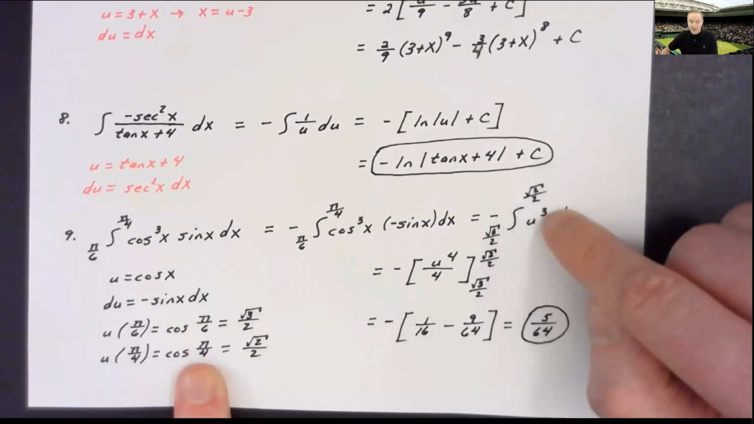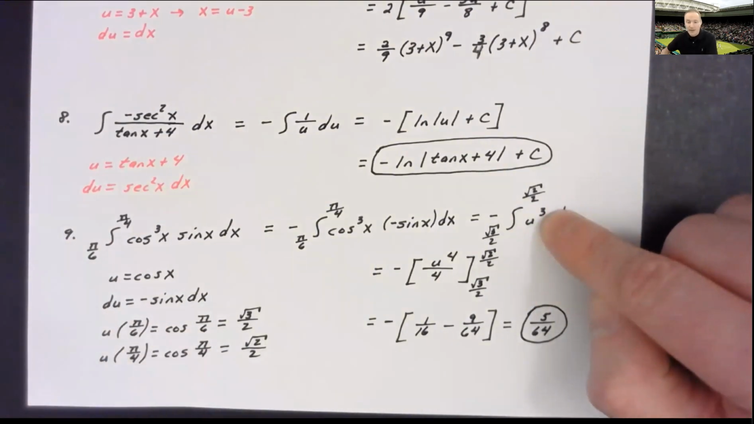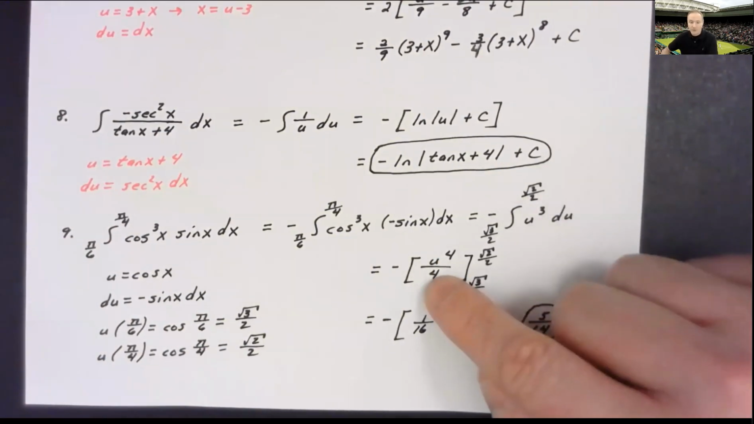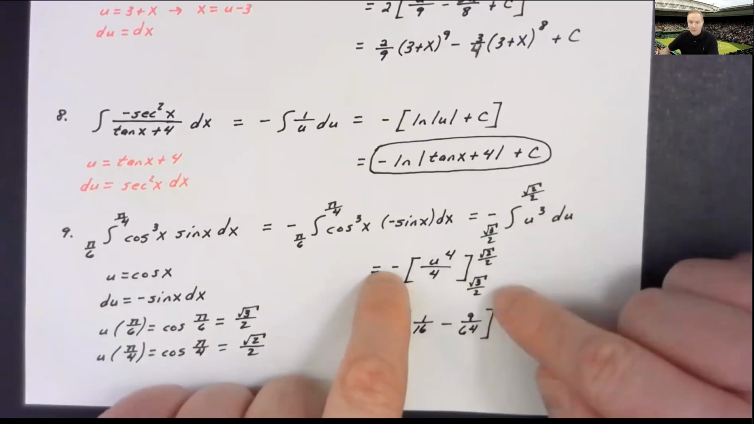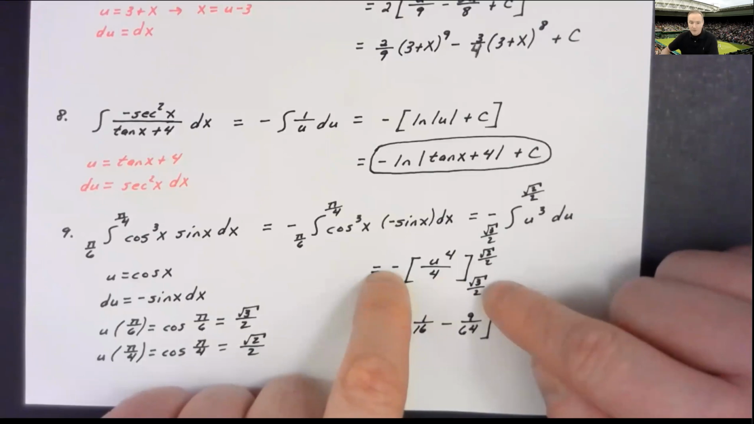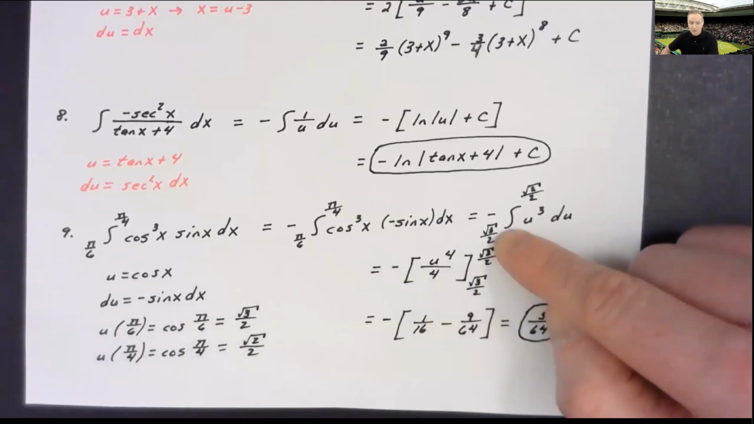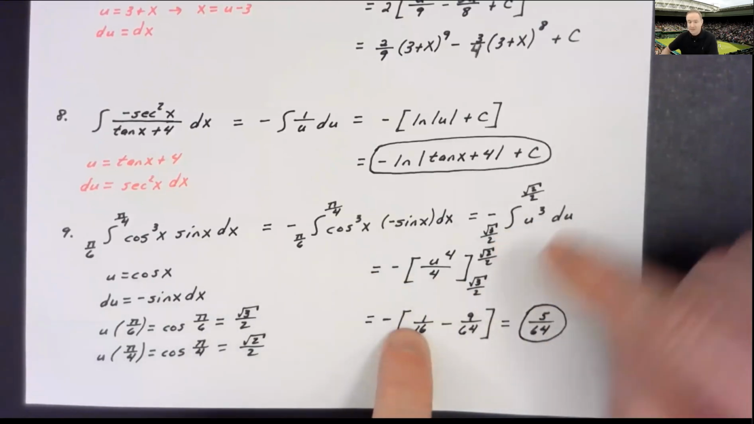That enabled me to integrate this with the power rule and get u to the 4th over 4. Please don't forget your negative out in front. And then we're evaluating that from square root of 3 over 2 up to the square root of 2 over 2. Now, I just did this in my head.